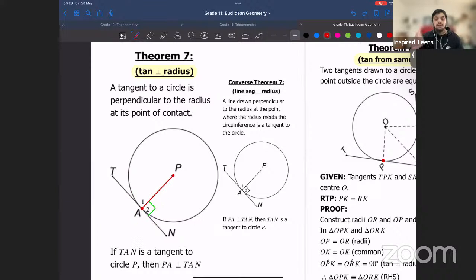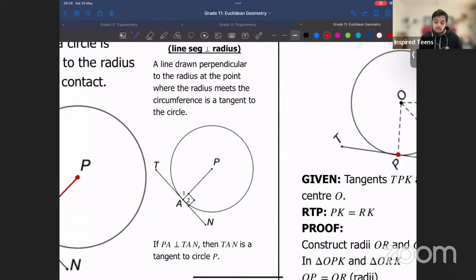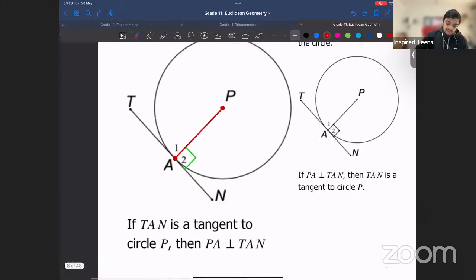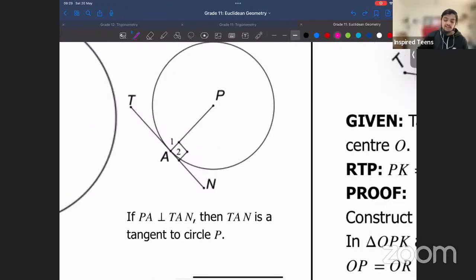So basically, where the tangent line touches the circle, if you draw a radius from that point, a radius being from the circumference to the center, just know that that tangent is perpendicular to that radius. Radius perpendicular to tangent. Let's look at the converse. A line drawn perpendicularly to the radius at the point where the radius meets the circumference is a tangent to the circle. Furthermore, here it is given that this is a tangent. However, in this case, it's not given that it's a tangent.